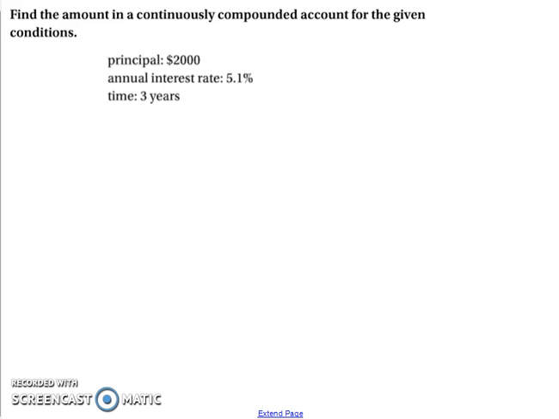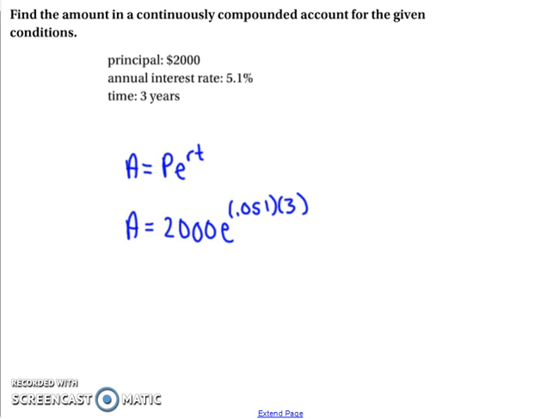Find the amount in a continuously compounded account for the given conditions. Okay, so again, we're just going to first set it up, and then we're going to calculate it. So we have A equals PE to the RT. So our principal here is 2,000. E is going to stay E. The rate, we're going to change to a decimal, so 0.051. And then the time is 3. So we're just going to plug that into the calculator, and it'll give us $2,330.65.